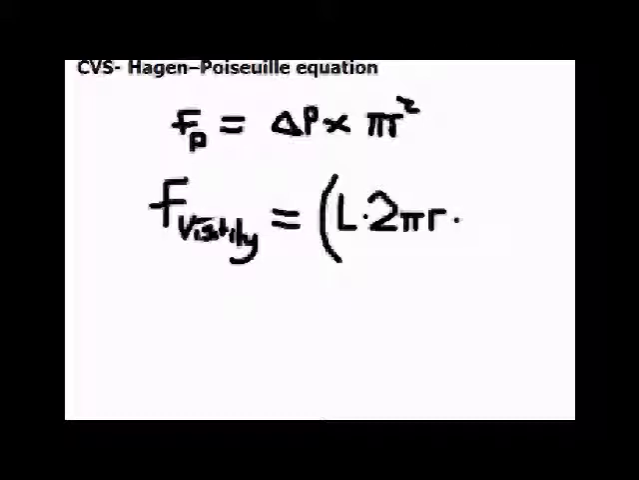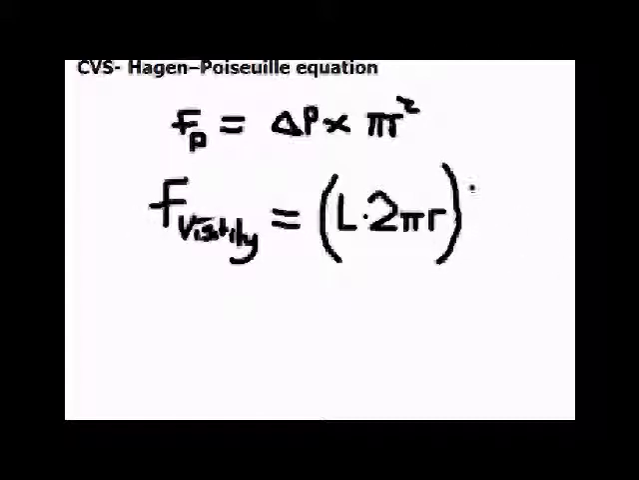The area that the force acts over is also significant. In this instance, it's 2 pi r, and that is the surface area, or the circumference of a circle. So the surface area of a cylinder will be L times by 2 pi r.